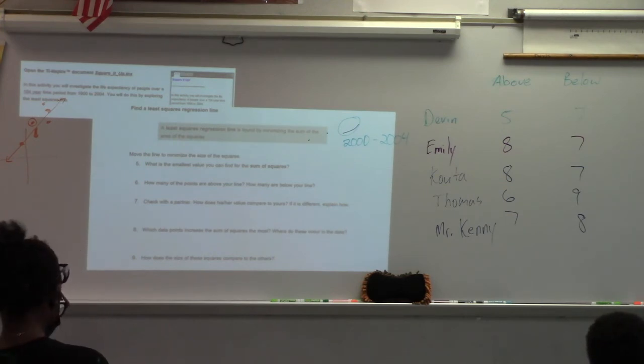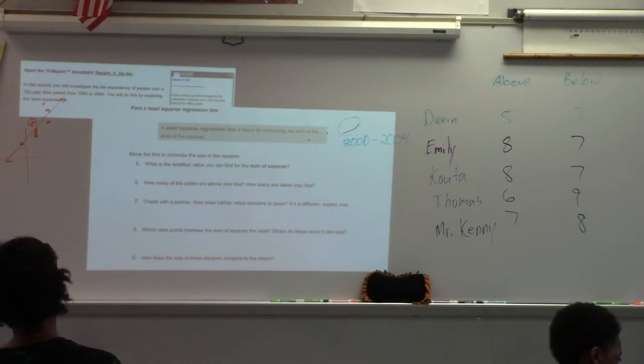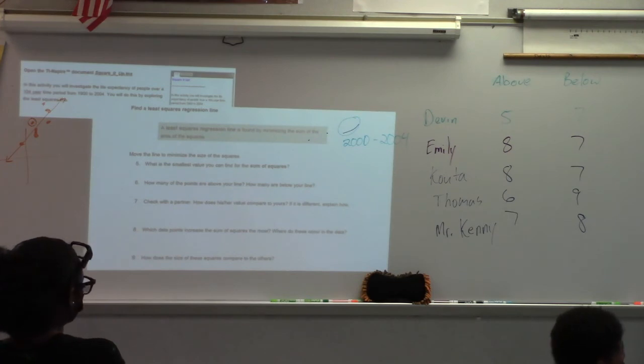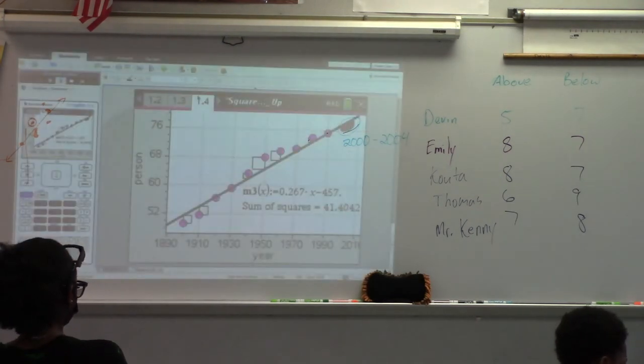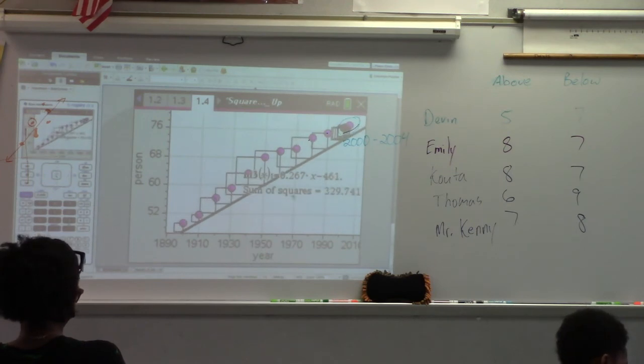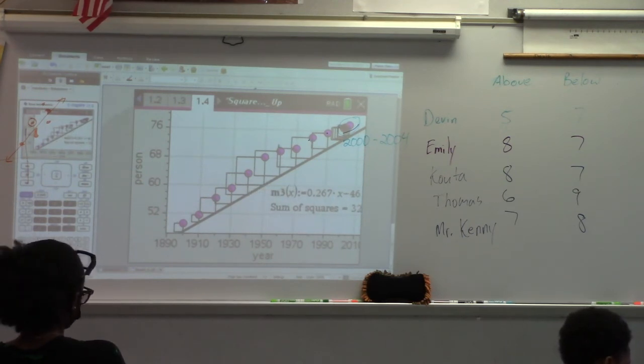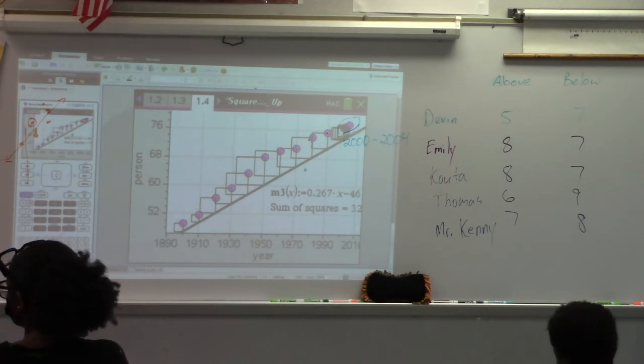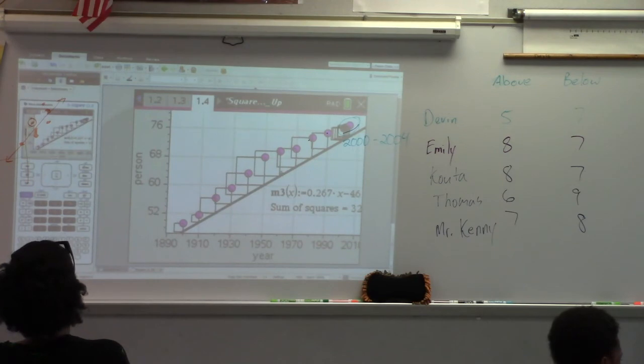Okay, so you need to have your answers down. So does anybody know which data points are increasing the sum of squares the most? Where do those occur in the data? Anybody see which points are increasing the sum of squares the most right now? The ones in the middle? Why are these the ones that are increasing the sum of squares the most? Because they're the biggest squares, right?